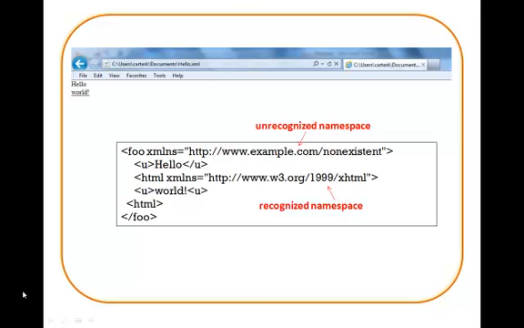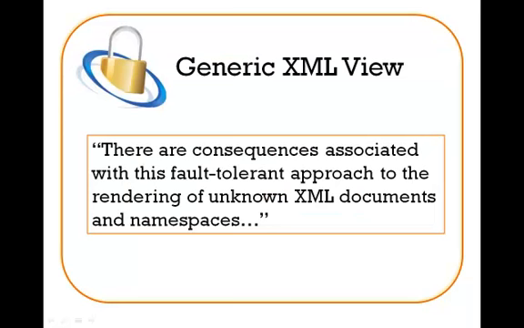To demonstrate, in this example also found in the book, the namespace identified in the top-level tag does not exist. Even though hello has underlined tags, these will not be supported and the word hello will not be underlined. The next namespace is recognized by the browser. Therefore, the underlined tags are supported and the word world is underlined. The security concern here is the fault-tolerant approach to the rendering of unknown XML documents and the unrecognized namespaces.